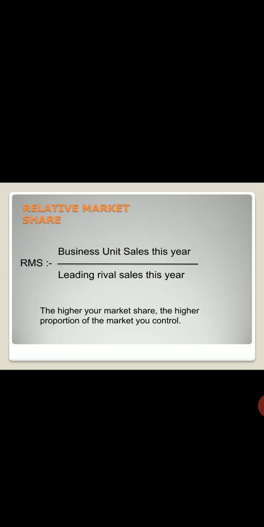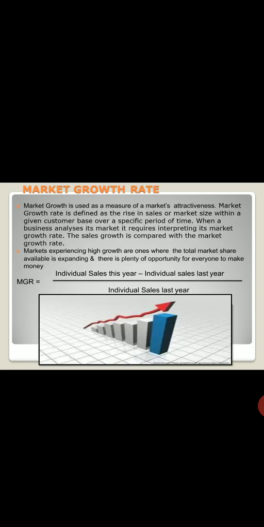So, here is a simple formula. Business unit sales this year divided by leading rival sales this year. That gives you the market share of your organization. So the sales generated by your organization this year and the sales generated by the leading rival this year will give the percentage of market share you have captured. So the higher your market share is, the higher the proportion of market you can control.